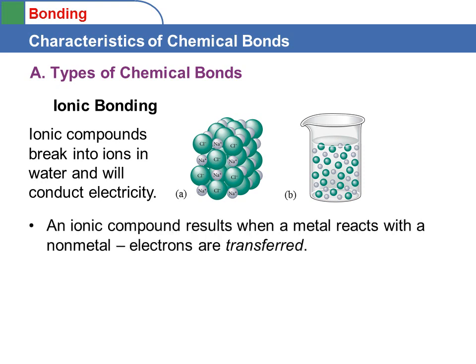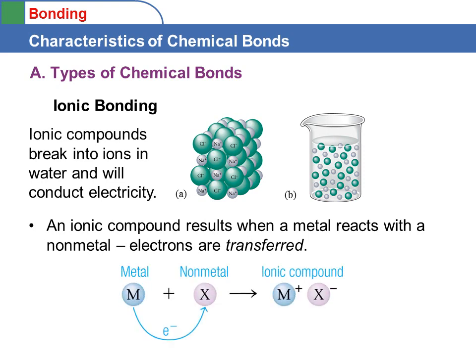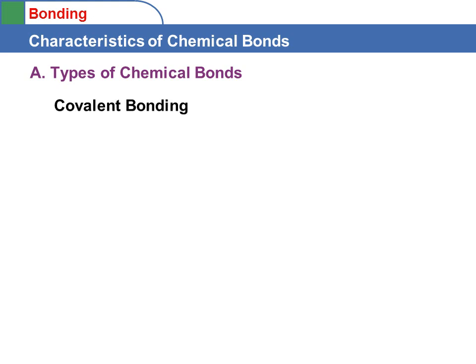An ionic compound results specifically when a metal reacts with a nonmetal. Because metals want to lose electrons and nonmetals want to gain electrons, we have a transfer of electrons from the metal to the nonmetal. When that happens, it removes a negative charge from the metal, which leaves it positively charged, and gives that negatively charged electron to the nonmetal, which then makes it negatively charged. So we have these positive ions and negative ions, and because of that charge difference, they're attracted to each other. And that's what makes an ionic compound.